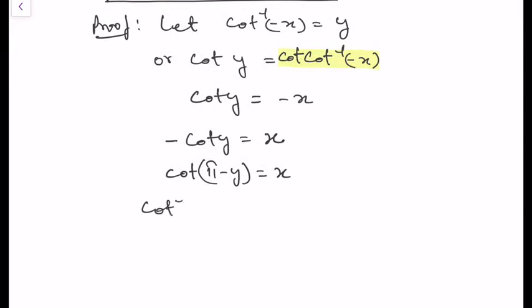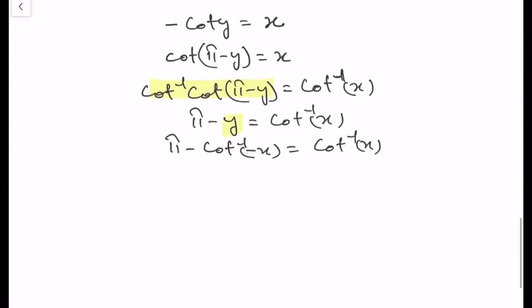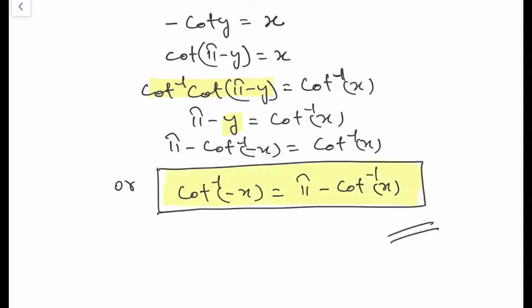Now take cot inverse on both sides. So cot inverse cot pi minus y will be pi minus y, because cot inverse cot theta is theta. So pi minus y is equal to cot inverse x. Now put the value of y here, and the value of y is cot inverse minus x. So pi minus cot inverse minus x is equal to cot inverse x, or cot inverse minus x is equal to pi minus cot inverse x. So this is our third property.